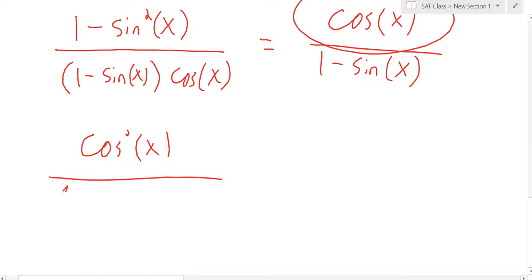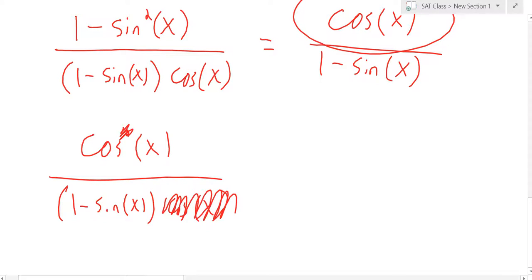That works out. Cool. And you got this 1 minus sine. And we got the cosine. And you can cross out one cosine from the top with a cosine on the bottom because it's all multiplication. And that's the answer. Okay?